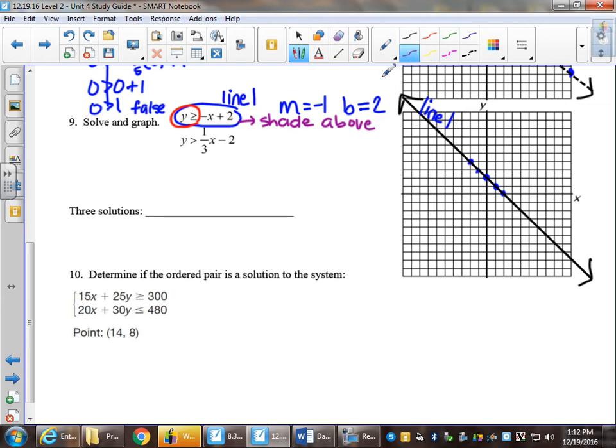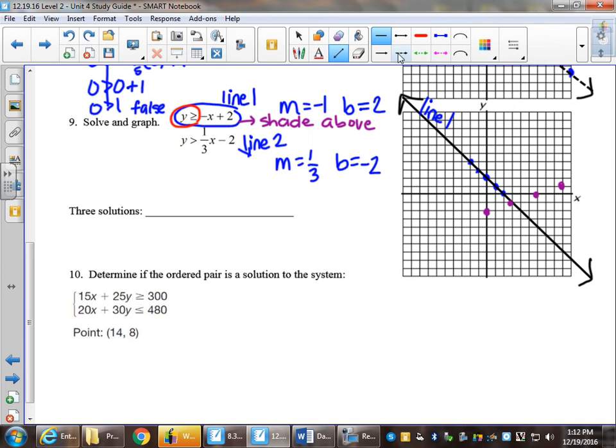So this is going to be line 2. For line 2, the slope is 1/3, and the y-intercept is -2. So I'm going to plot that y-intercept first at -2, and then I'll use my slope to count. Up 1, right 1, 2, 3. Up 1, right 1, 2, 3. Get one more point. Up 1, right 3. From the inequality sign, I know that this is going to be a dashed line.